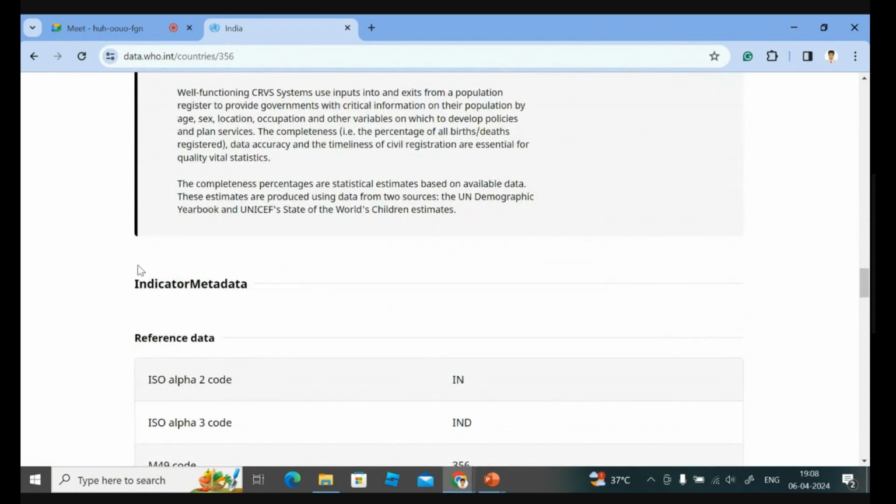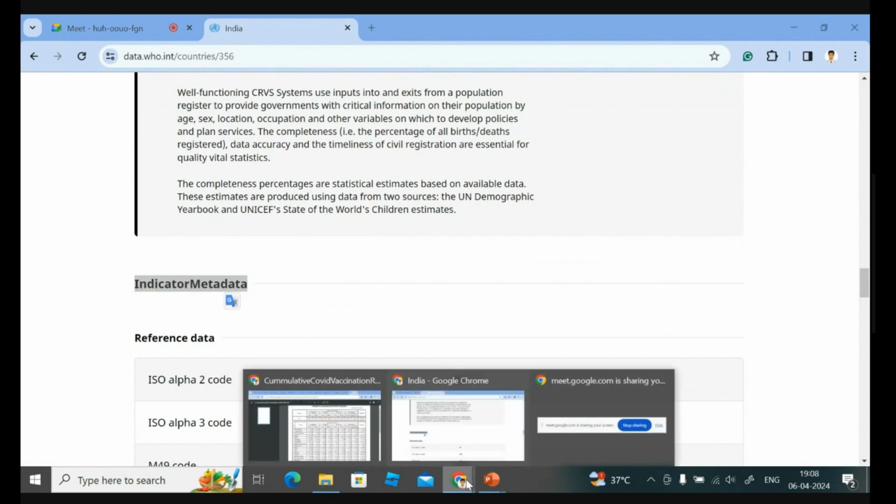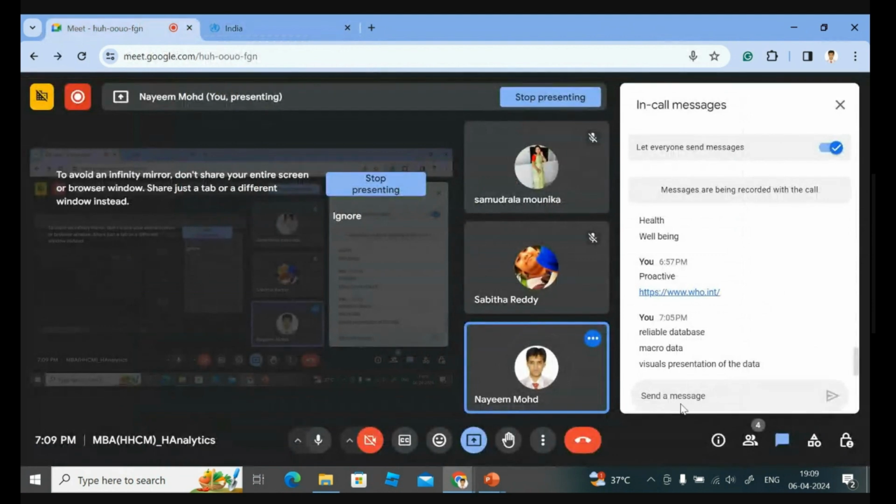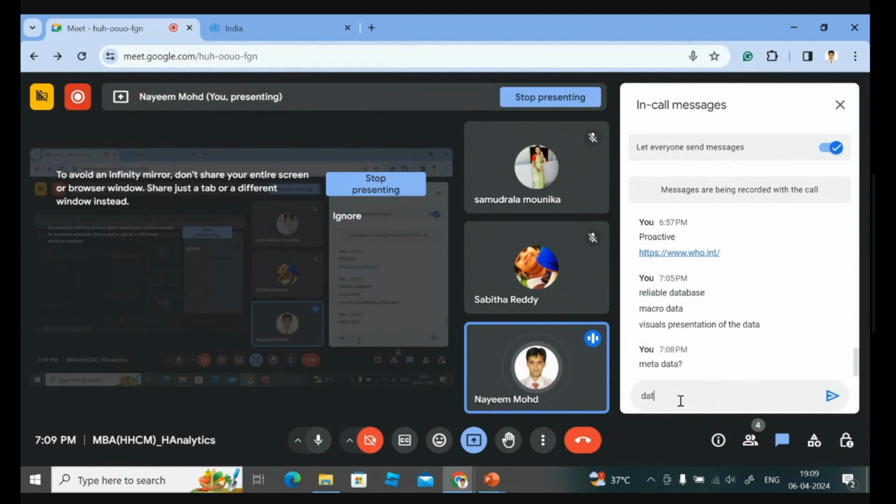what the different metadata are. What is metadata? You heard of this word called metadata? Anybody? It is nothing but data of the data. So WHO is using data of the data. For India, it is the data, but for WHO, it is the India data plus the world data plus the other countries' data. All those things.